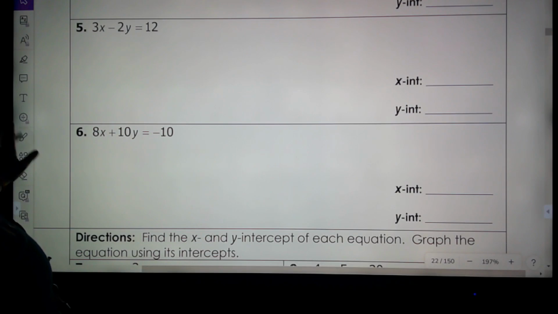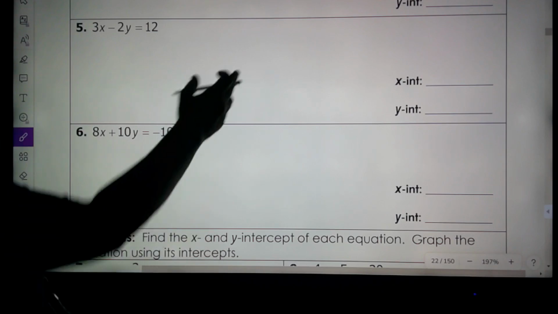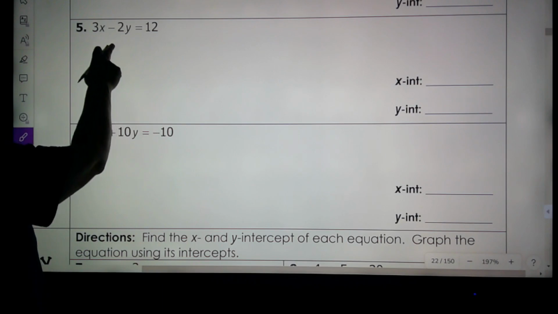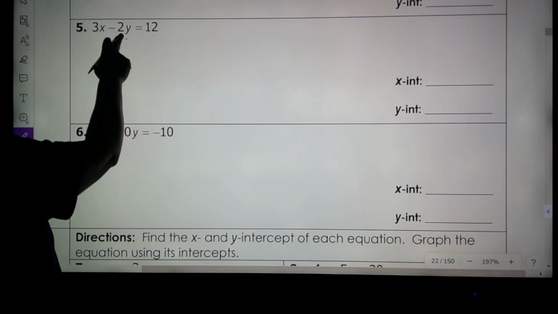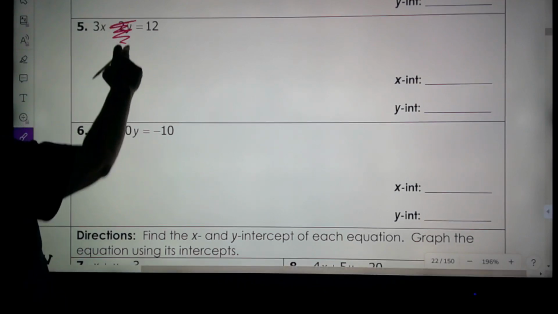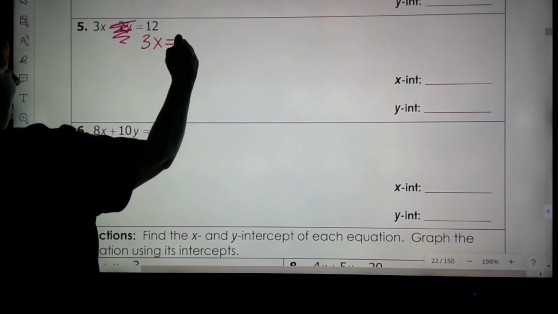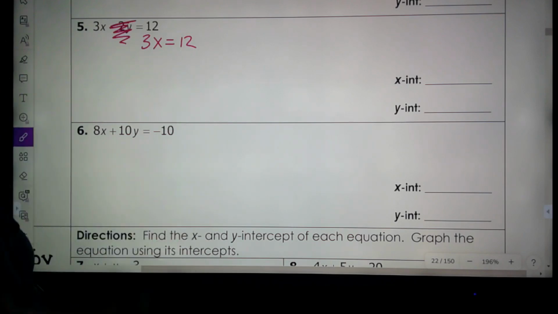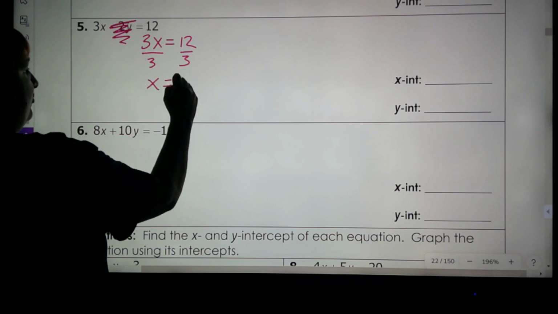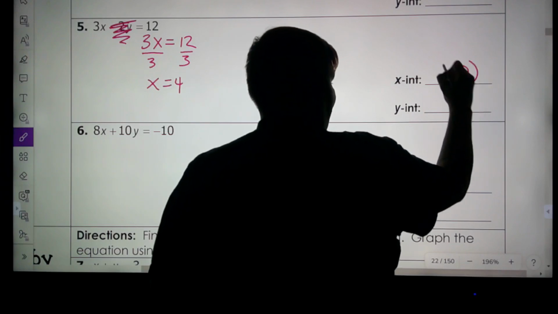Alright, 5. Alright, same thing. To get the x-intercept, we make y 0. Look at it. Anything times 0 is 0. So we're left with 3x equals 12. Divide by 3, x equals 4. So when y is 0, x is 4.